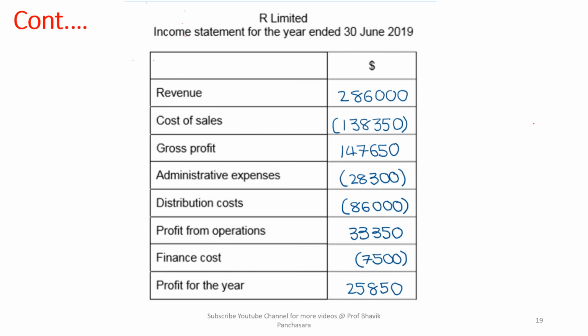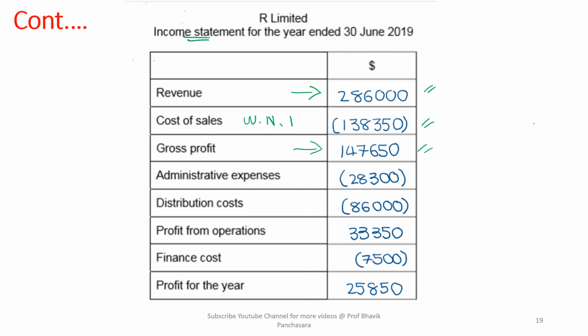Okay, now we have all the amounts. So let us start with this income statement. First of all, we will put the amount of revenue given in the question, that is 2,86,000. Then cost of sales as per calculation in working note 1, we have 138,350. We will deduct this cost of sales amount from revenue. So remaining is the gross profit, that is 1,47,650.